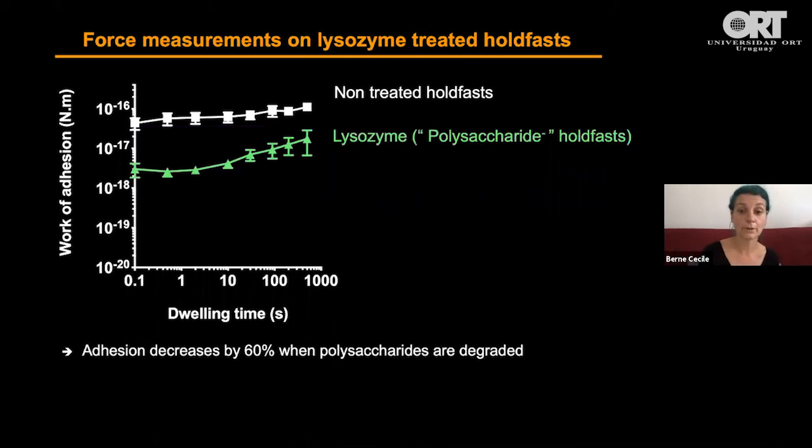And then what happens if we treat Holdfast with lysozyme? With lysozyme, we break down the polysaccharide. So here we can say that we've got polysaccharide-minus Holdfast. And you can see that adhesion is decreased about 60% when the polysaccharide is removed. So you can say, well, 60%, this is kind of disappointing, but for me, this was a great result because it means that there is something else in Holdfast, and this something else is what makes Holdfast sticky. So I was extremely happy with this result.